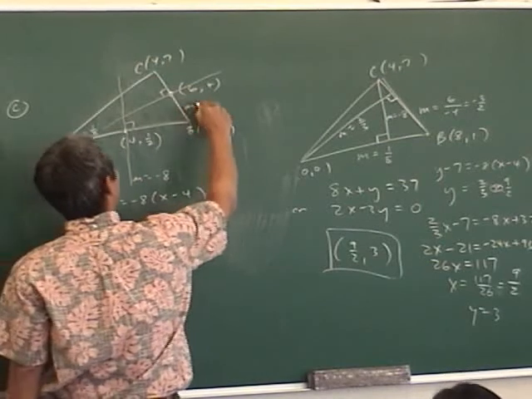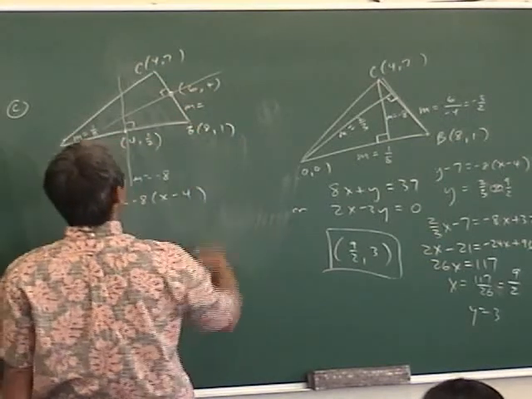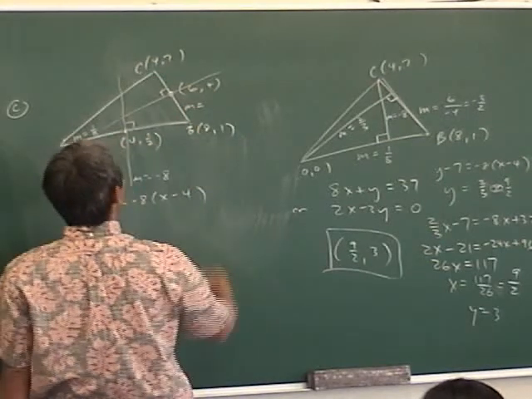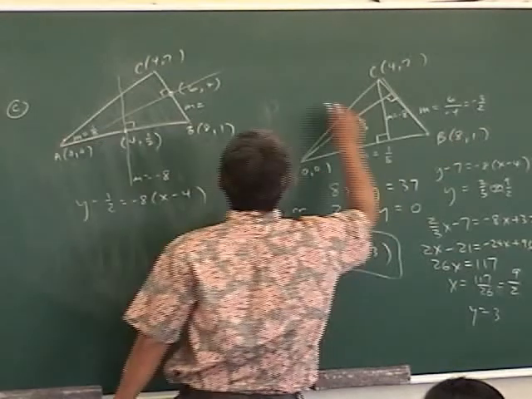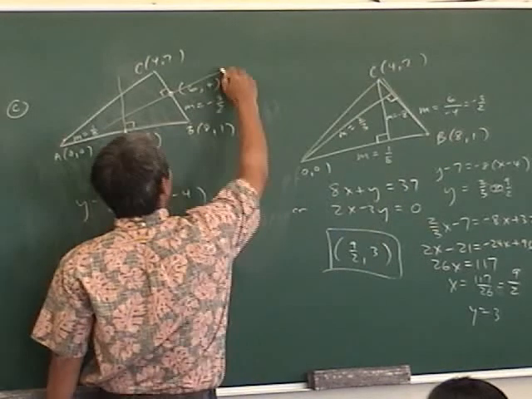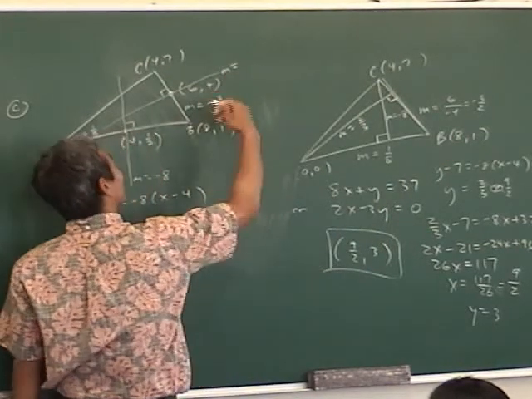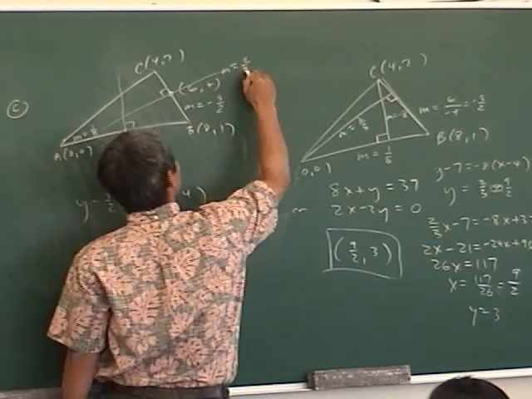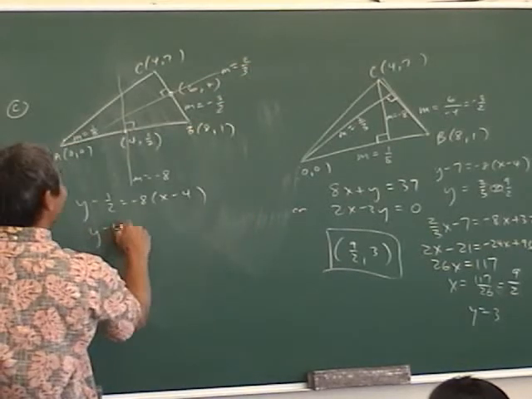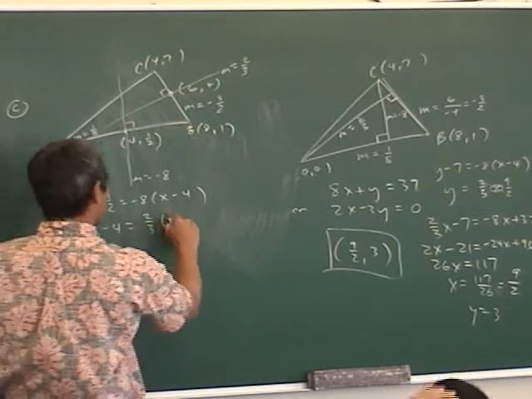So first you got to find the slope of this, which we already did. What was the slope? Look, it's written right there. -3/2. So therefore, what's the slope of this that's perpendicular to it? 2/3. So what's the equation of this line? Y minus 4 equals 2/3 times x minus 6.